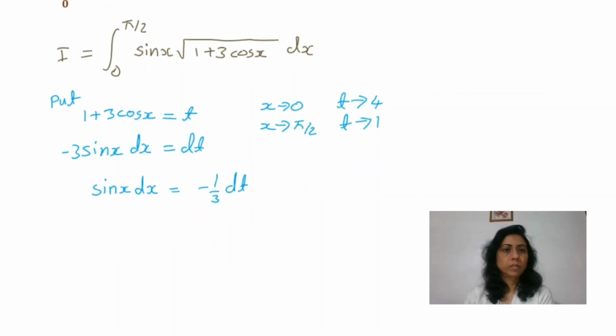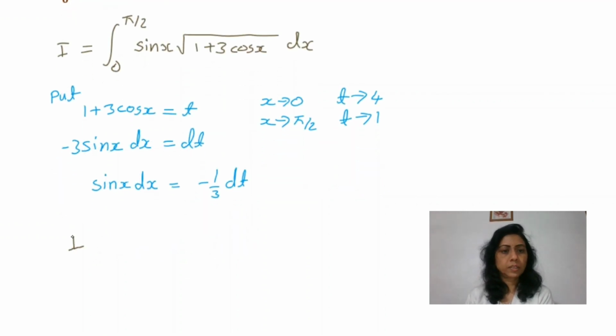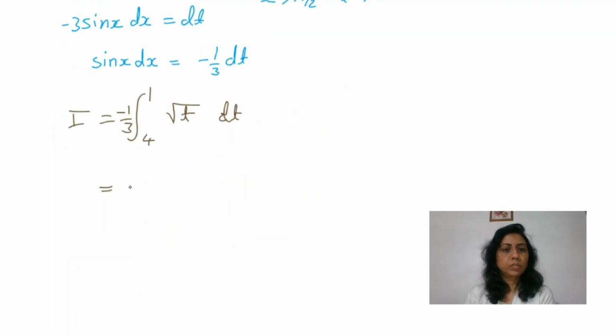So I is equal to integration 4 to 1 of square root t, and sin x dx is minus 1 upon 3 dt. So minus 1 upon 3 integration 4 to 1 t to the power 1 upon 2.